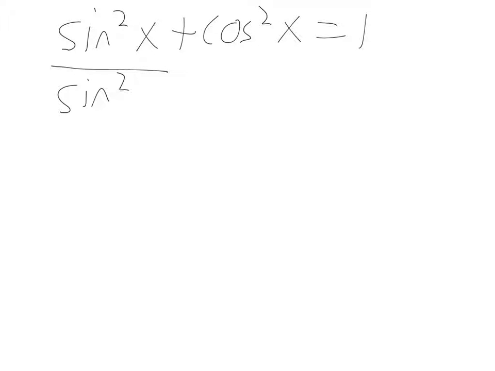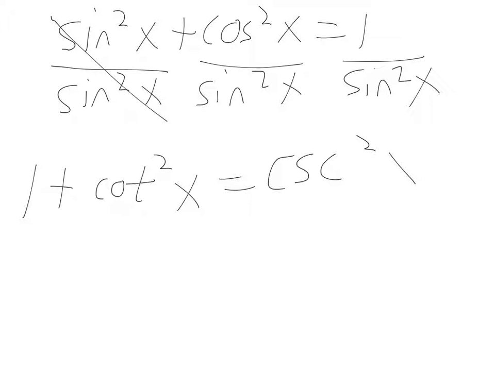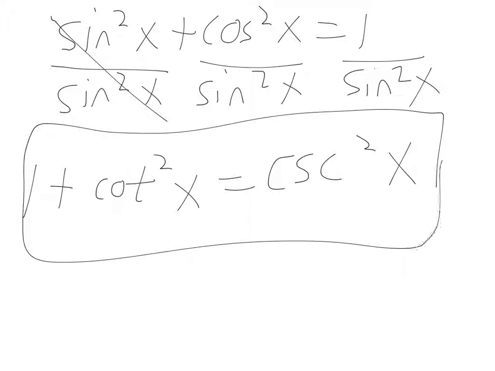Likewise, if we take that same identity, sine squared plus cosine squared equals 1, and divide it by sine squared, those cancel out, so you're left with 1, and then cosine squared over sine squared gives you cotangent squared. And 1 over sine squared gives you cosecant squared of x. So, if you've taken trig before, you might remember these. You will need to remember them again for this class.